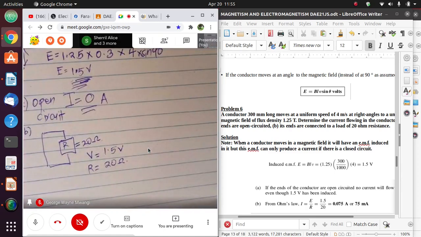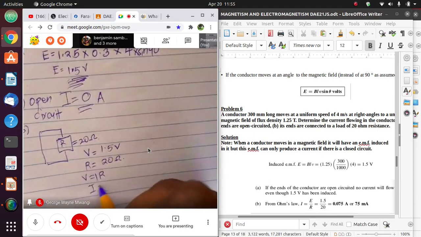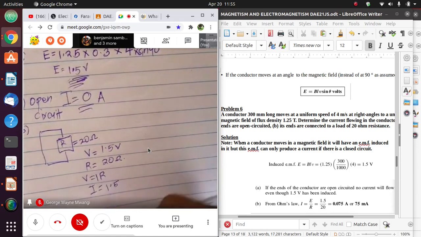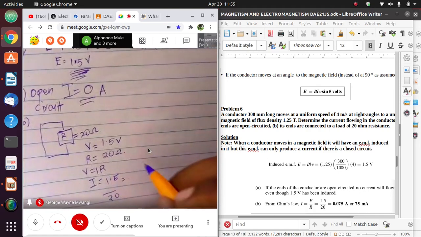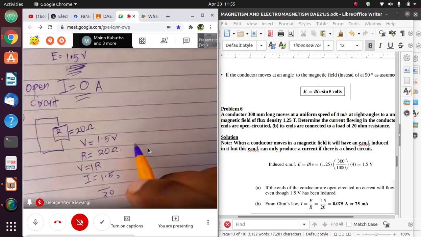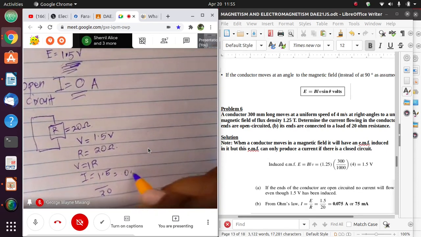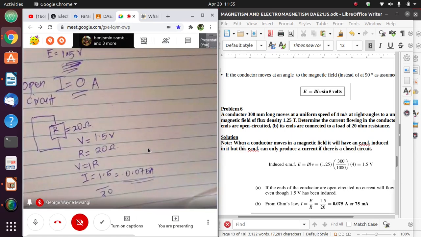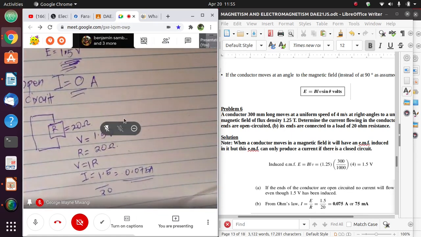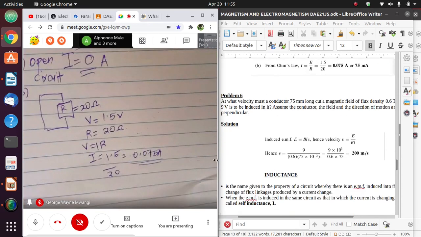V over R. Yes. We'll use Ohm's law. So the current will be the voltage, which is 1.5, divided by the resistance. Na itakuwa ngapi? 0.075 amperes. Are we together? Yes. Tuko sawa mpaka hapo? Yes. Na umepata your 5 marks just like that. Let us look at another example.